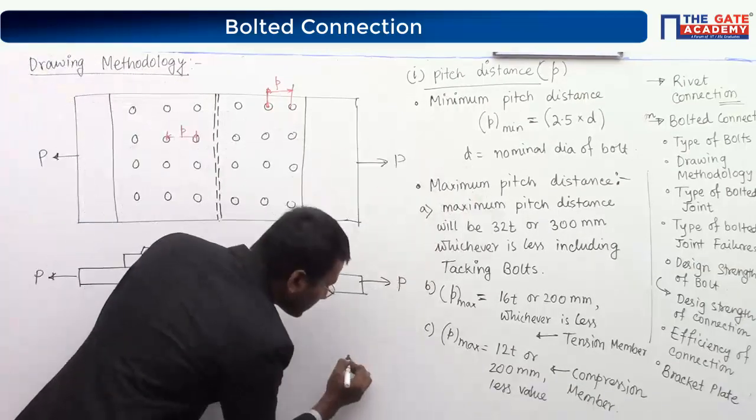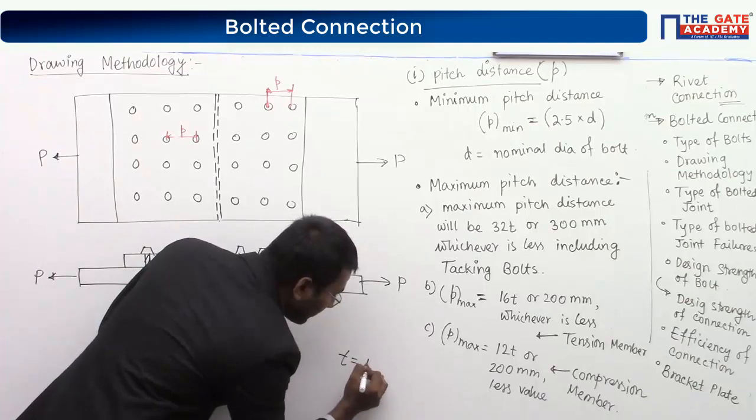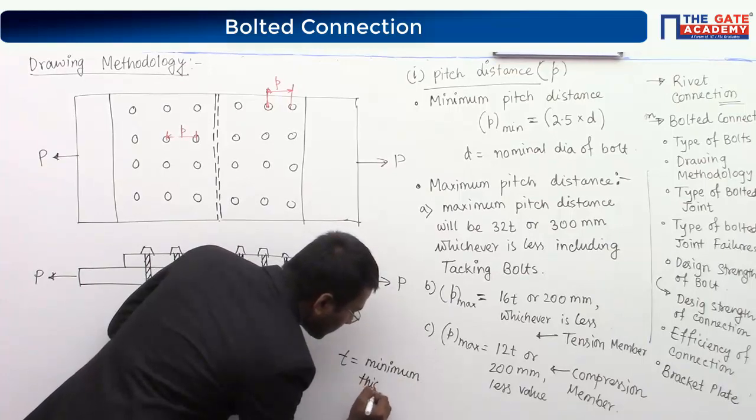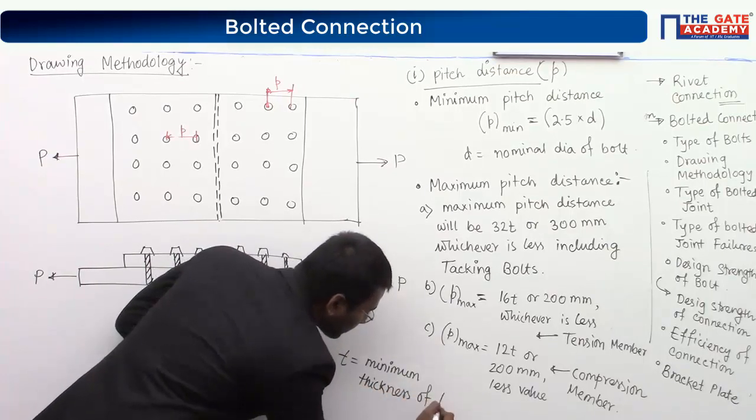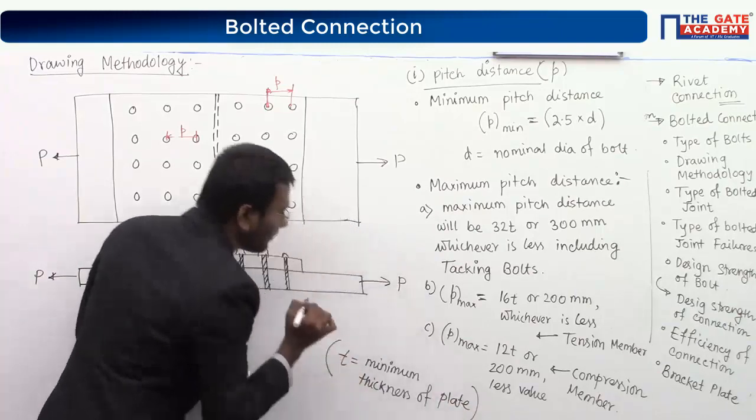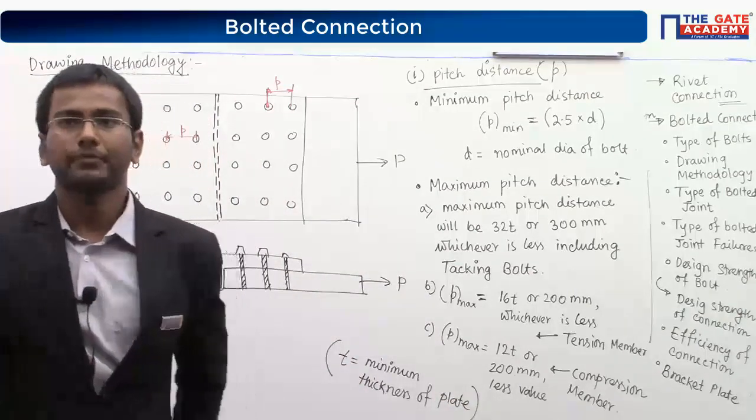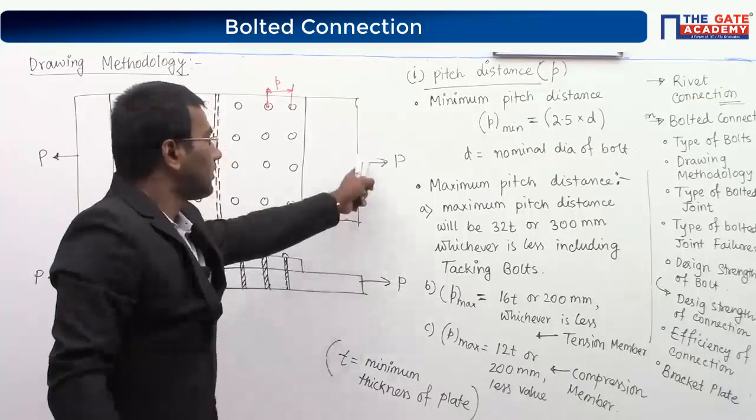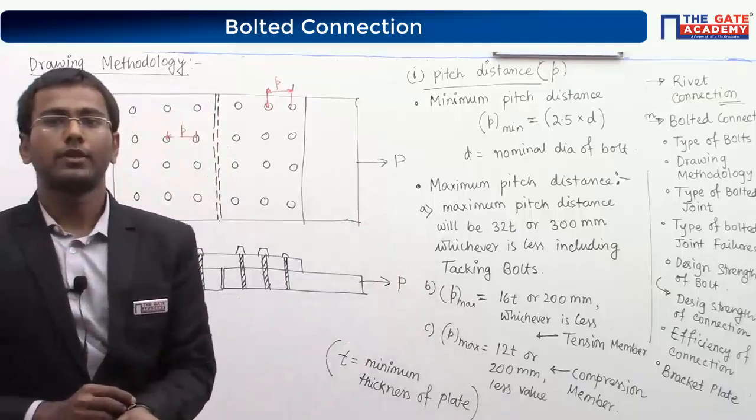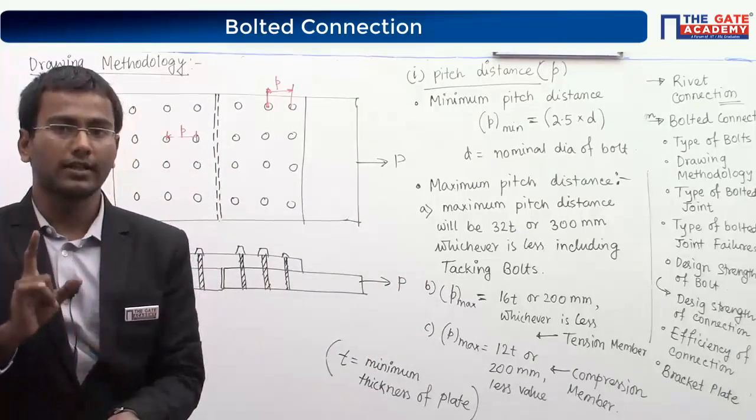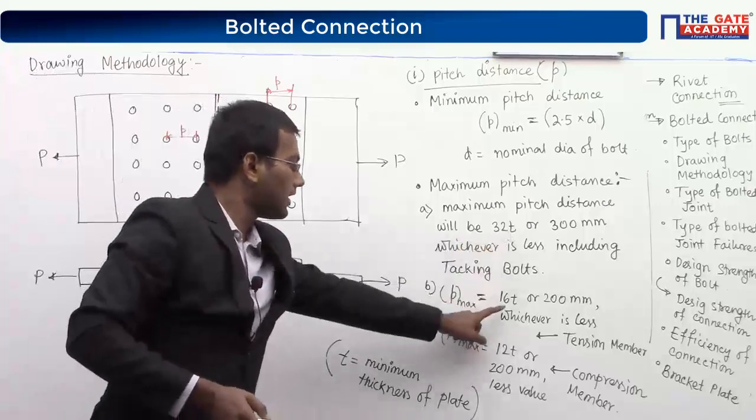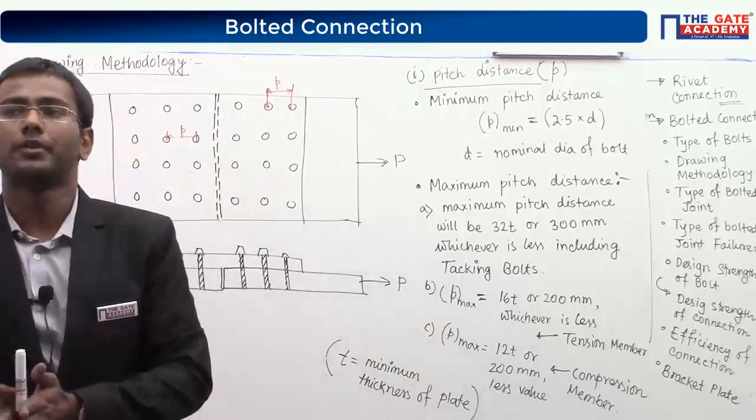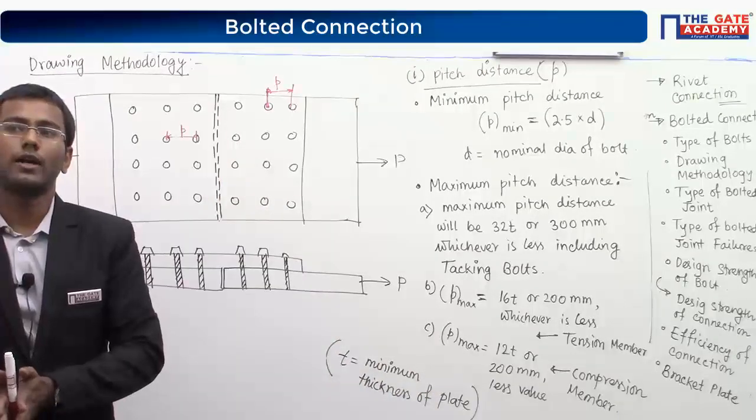T is actually minimum thickness of plate. T is nothing but minimum thickness of plate. So here one word is there, minimum thickness of plate, that is nothing but T. You can see T here and T here, that is your minimum thickness of plate. Okay, so there is a couple of questions. Sir, what is the tacking bolt?